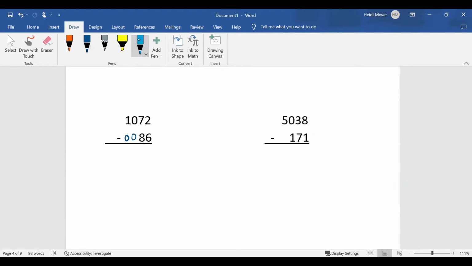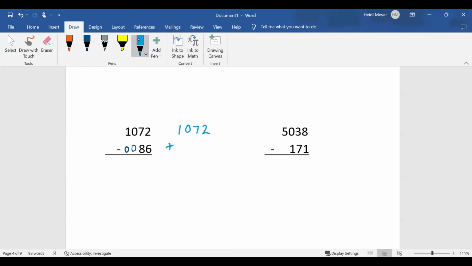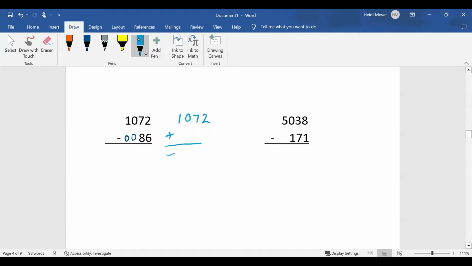So in order to do this first subtraction item, again, keep the number on the top as is, 1072, change to addition, and then find the 9's complement. So in this case, we're going to get a number that starts with 9, 9, because 9 minus 0 is 9. 9 minus 8 is 1. 9 minus 6 is 3.